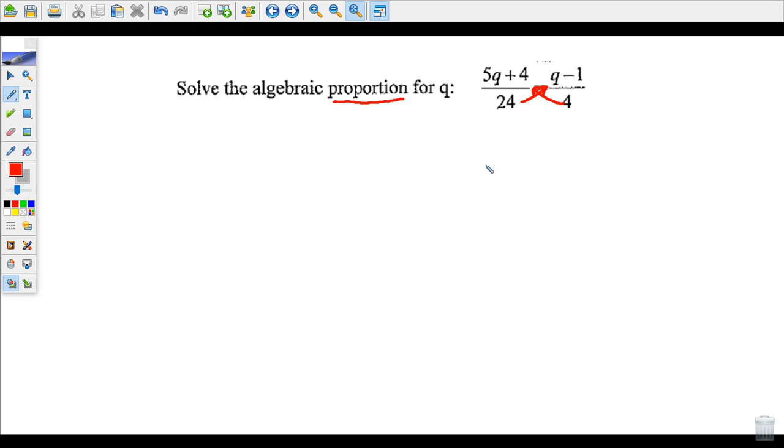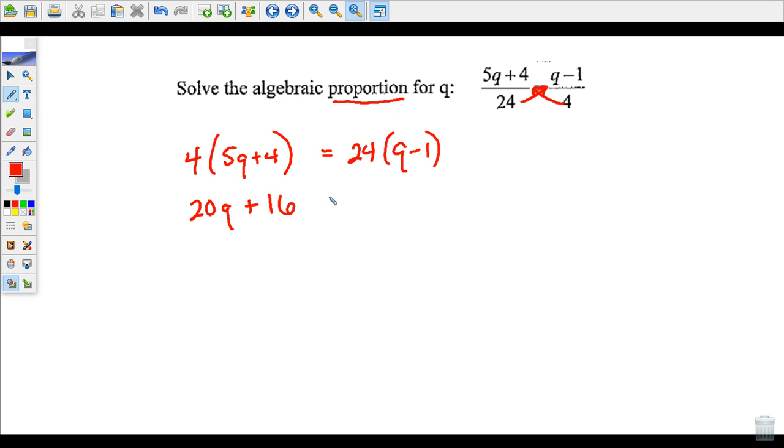Only thing that we have to be real careful about in this one is we have to do 4 times both of these numbers. It's almost like saying 4 times this group. So it's distributive property is equal to the other cross product, which is 24 times another group, q minus 1. So we have to distribute. 4 times 5q would be 20q, 4 times 4 would be 16, plus 16. That's equal to 24 times q is 24q minus 24.